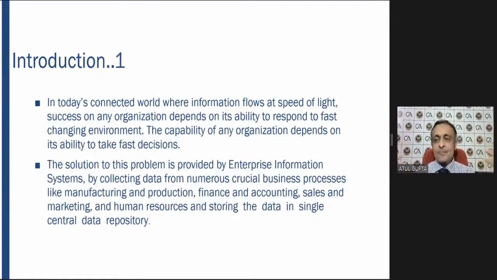Please always look at why anything exists like this. So the solution to this problem is provided by EIS by collecting data from numerous crucial business processes, processing it through a processing hub, a central data processing location, and presenting it in the form of information to the decision maker. So what is needed? Information. Okay, so again, I'll be asking questions and questions. So a system has three components: input, process, and output.